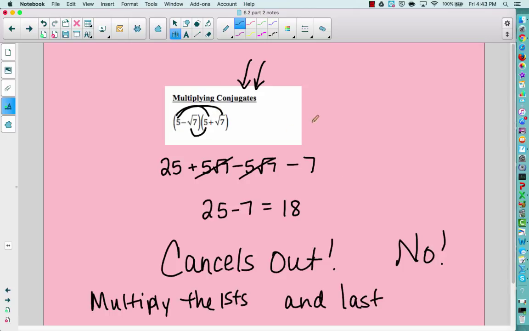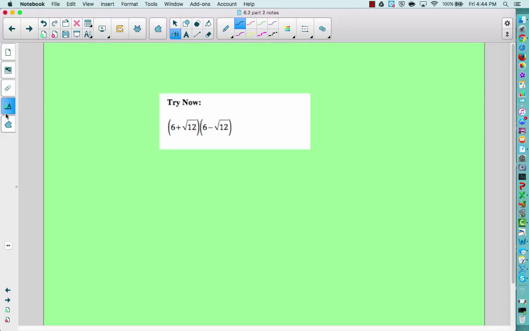It is the difference of squares, guys. Look, x plus 5, x minus 5. That's the difference of squares. And where does that start out at? X squared minus 25. No middle term. It's a binomial. All right, I want you to try 6 plus root 12 and 6 minus root 12. All right, you paused. I tried it. You should have gotten 36 minus 12, which gives me 24.